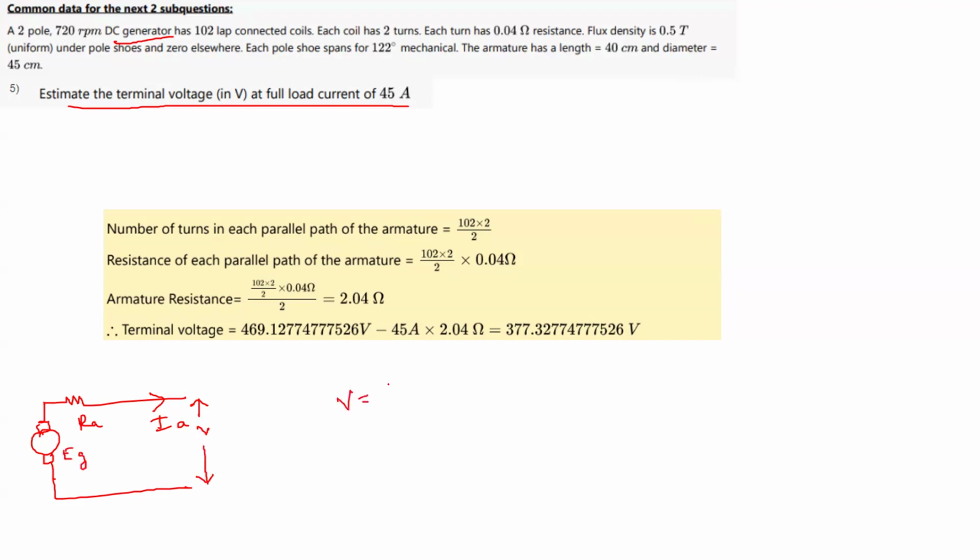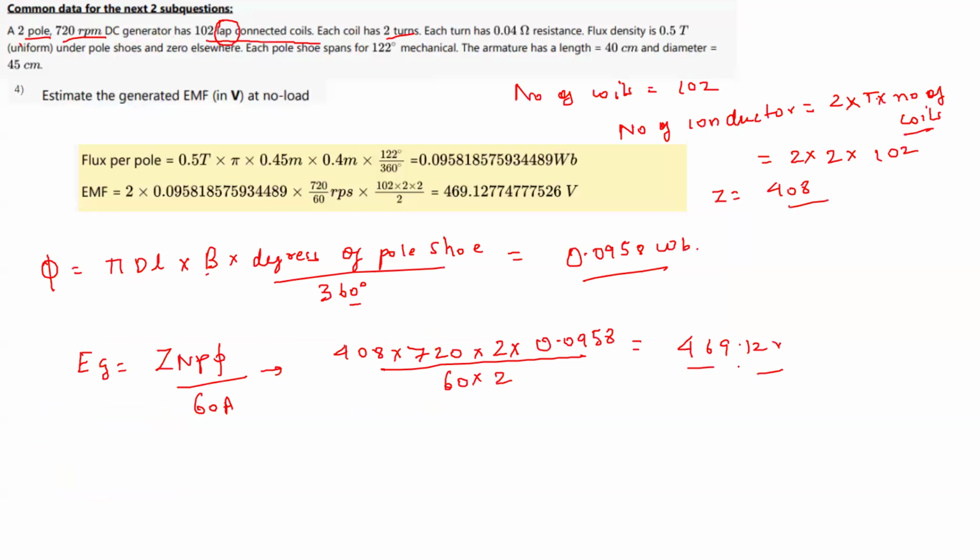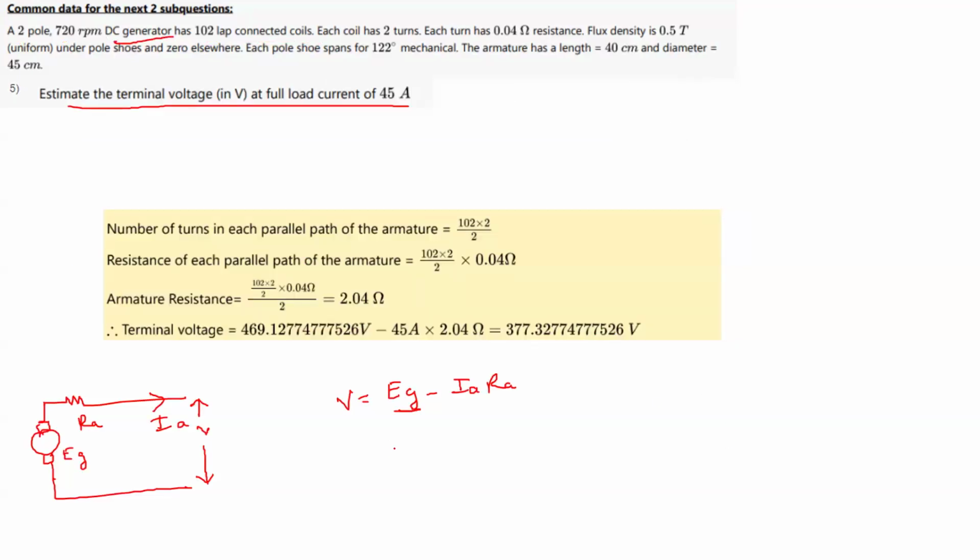They're asking you to find terminal voltage V. So we have the generated voltage from the previous question, which was 469.12. Then armature current they have given as 45 ampere. But what we don't know is the armature resistance, which we have to calculate. So how to calculate armature resistance? Let us do that. This is a lap connected coil, so the total number of conductors Z is 102 into 2 into number of turns, which is 408.